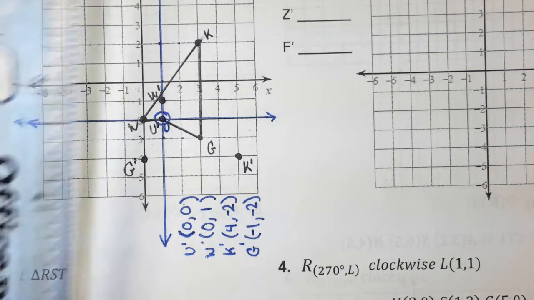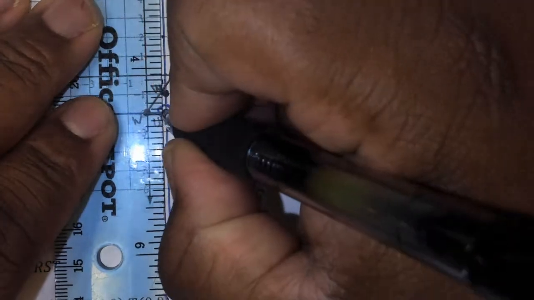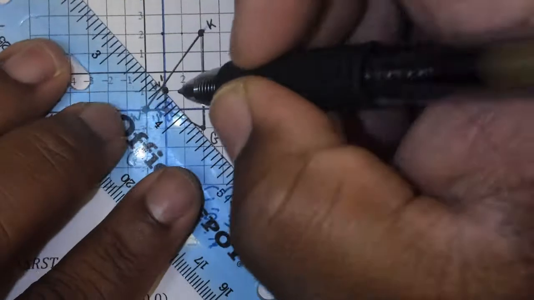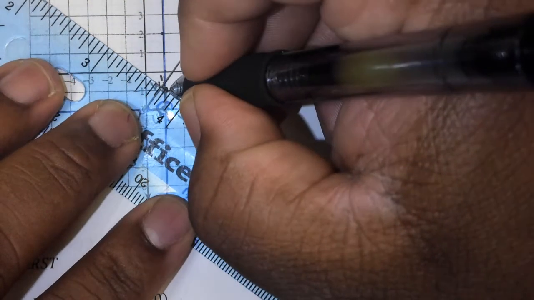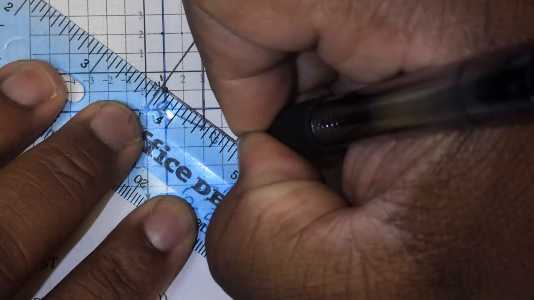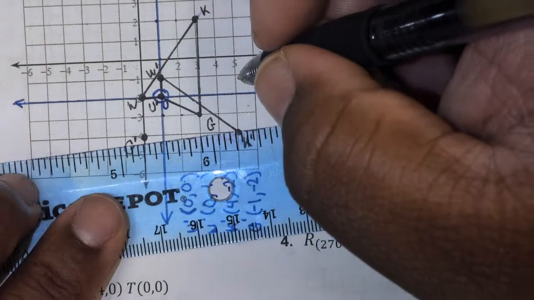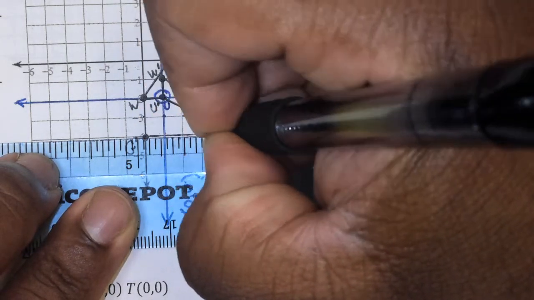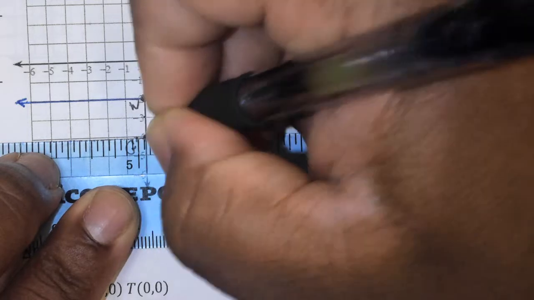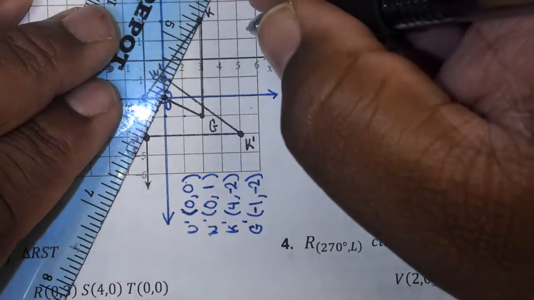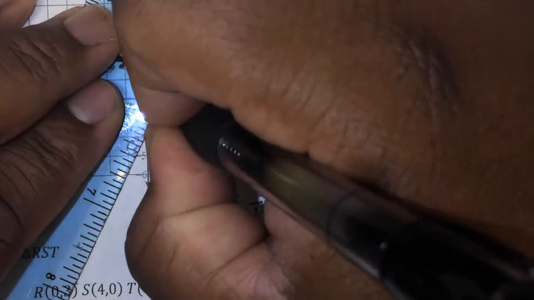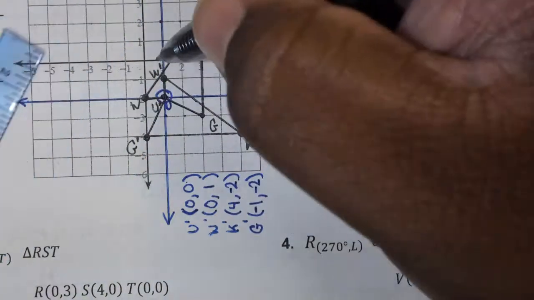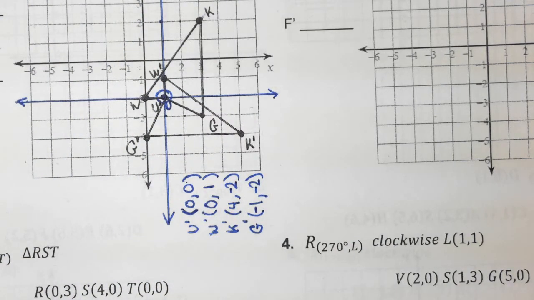And then connect those points to redraw the figure. U to W, W to K, K to G, and then G back to U. Alright. Do it correctly, that should be a rotation of 90 degrees clockwise.